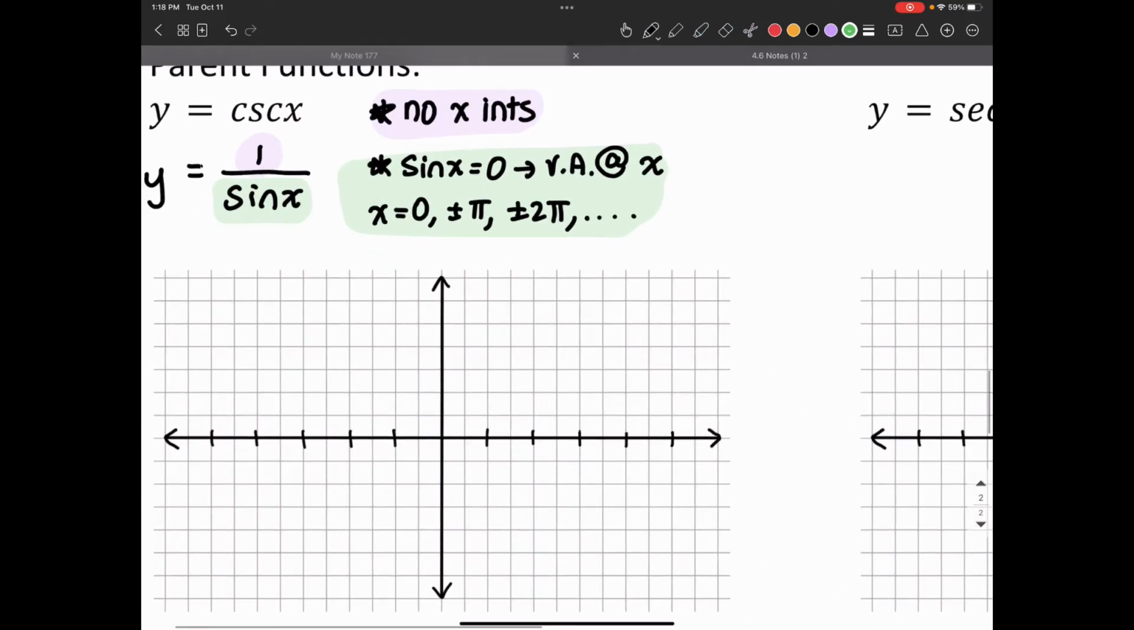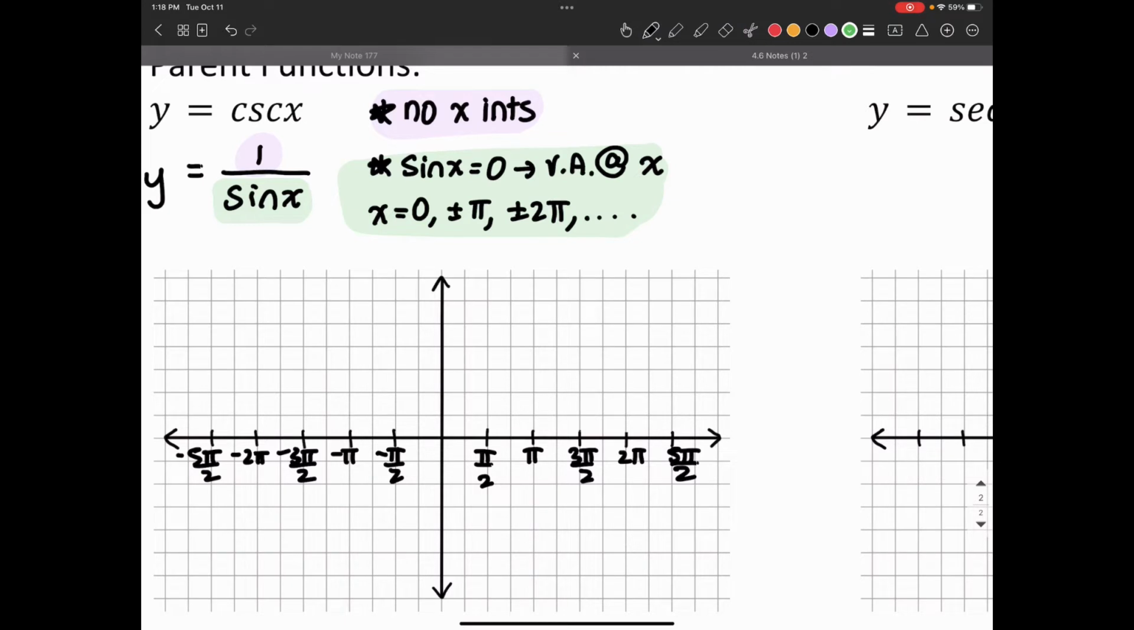I'm going to draw these in. I'm going to scale my graph, counting by pi over 2 again: pi over 2, pi, 3 pi over 2, 2 pi, and then 5 pi over 2. And then I'll do the backwards version: negative pi over 2, negative pi, negative 3 pi over 2, negative 2 pi, and negative 5 pi over 2.